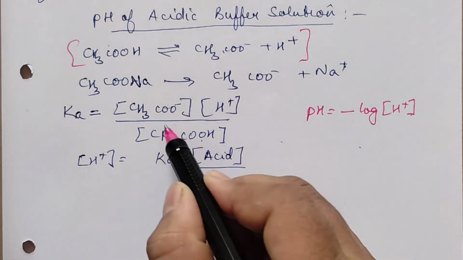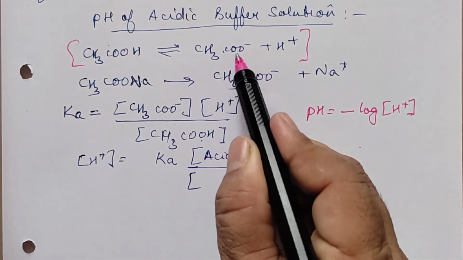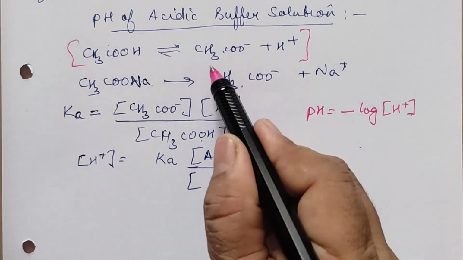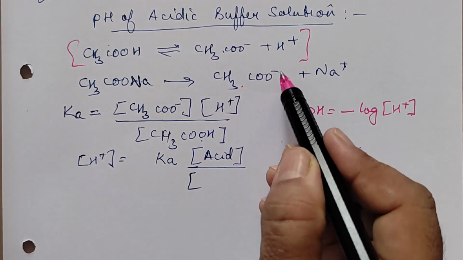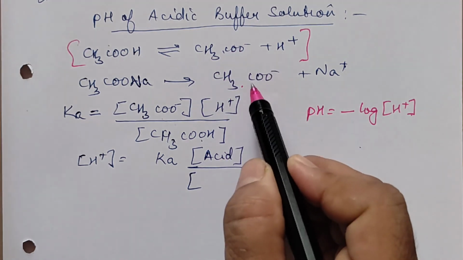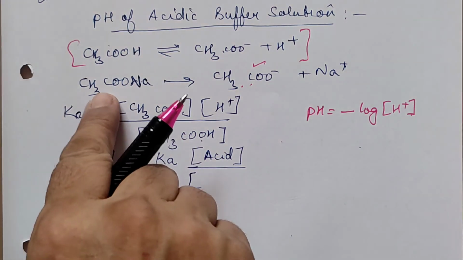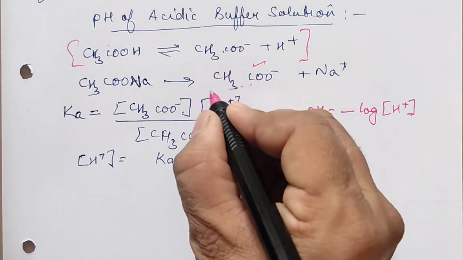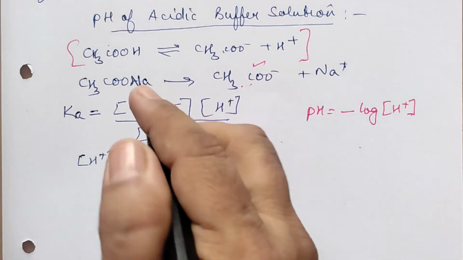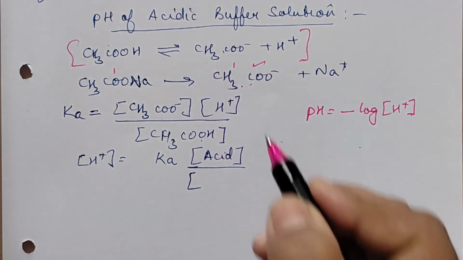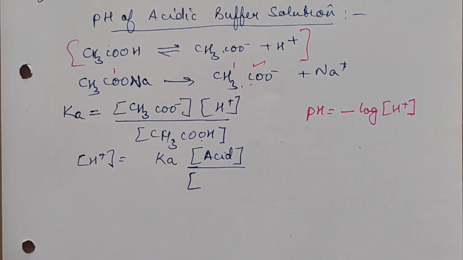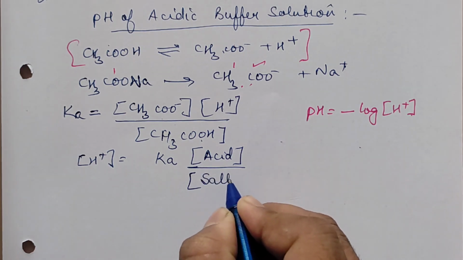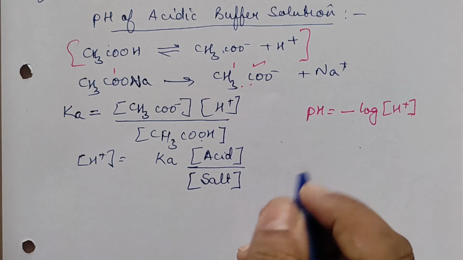This acetate ion we have written with reference to the first equation, though this acetate ion is also available there. The greater concentration of acetate ion we are not getting from the first equation, we are getting from the second equation, because this is a strong electrolyte, so it is ionizing to the greater extent. So we are getting this concentration mainly from the salt, because if this is 1 molar, this will also be 1 molar. So in a way, instead of acetate ion concentration, we can also write the concentration of salt. I hope this is clear.